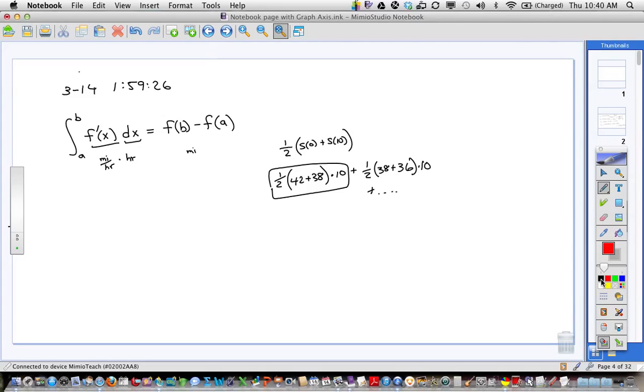Wait, why on the third one did you only divide by... Well, there were only 3 subdivisions, so the width was 20.